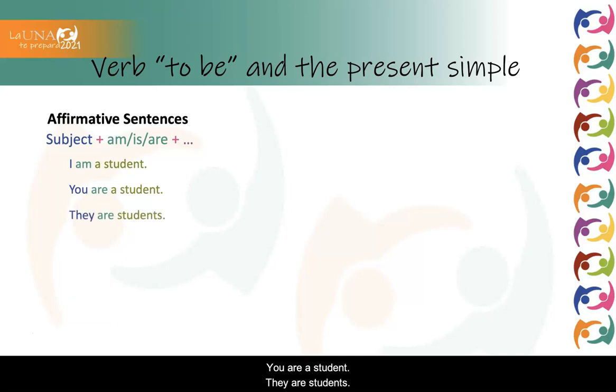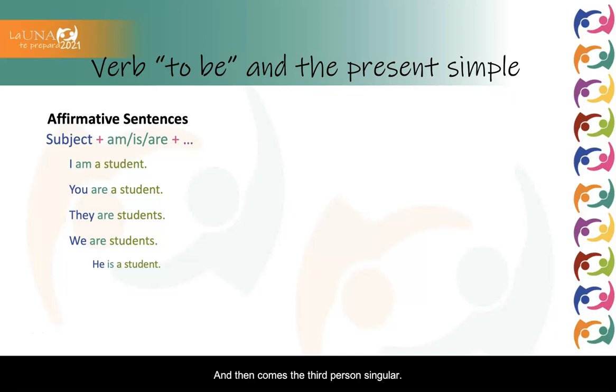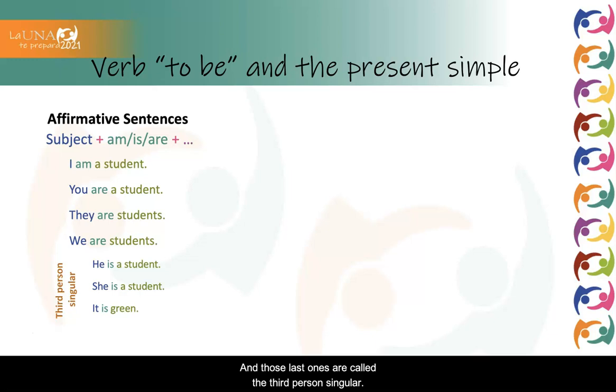They are students. We are students. And then comes the third person singular. He is a student. She is a student. It is green. So here we have I, which is the first person, you, second, they, the third, we, he, she, and it. And those last ones are called the third person singular.